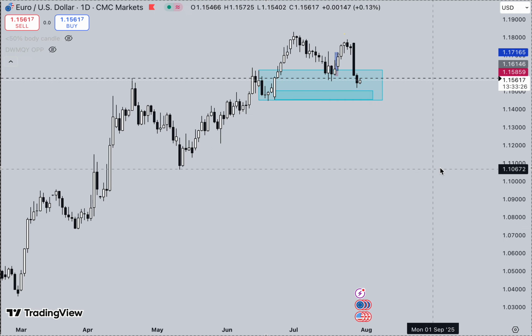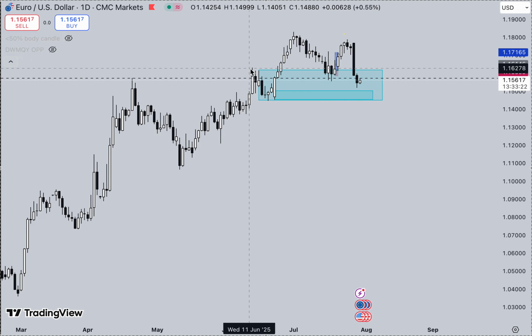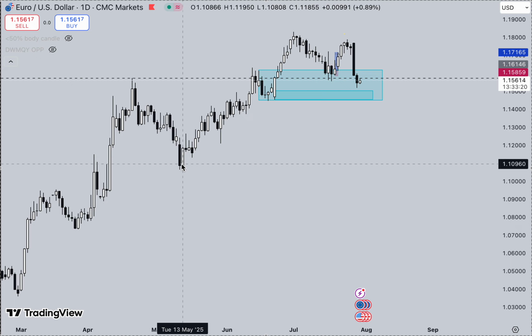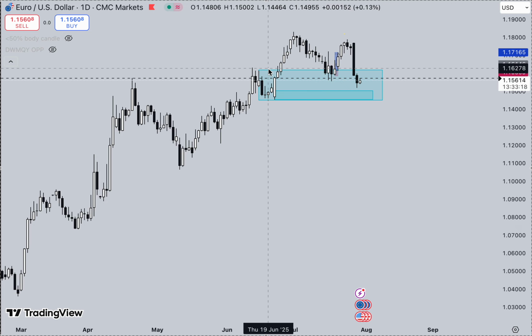Swing wise on Euro USD, you can see we're bullish. So we have a pullback, then we have a break of structure right here, which low caused that break of structure from here. Then we have another break of structure right here from this low. So until we take out this low on the daily, we wouldn't be looking for a bearish position according to my strategy.